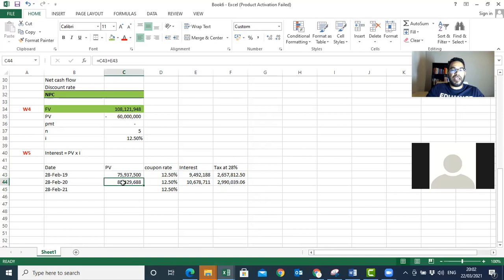Once again, you must be able to calculate. I'm just going to drag it down, which is the last period's present value plus the next period's interest. Okay, and that is that. So there we go.